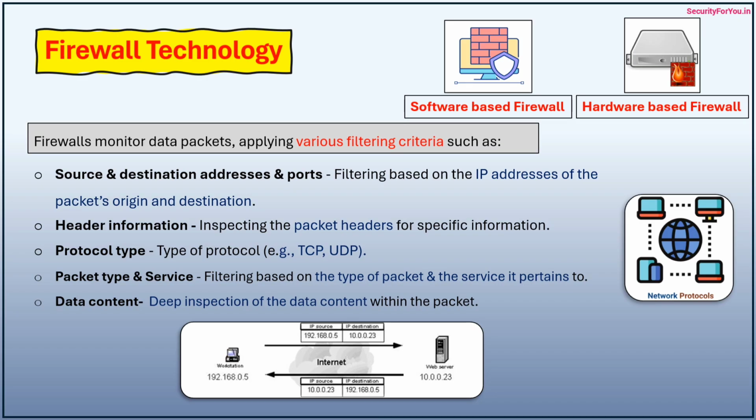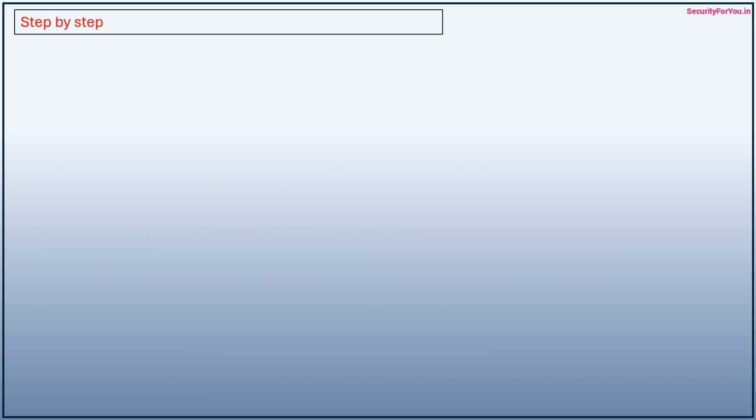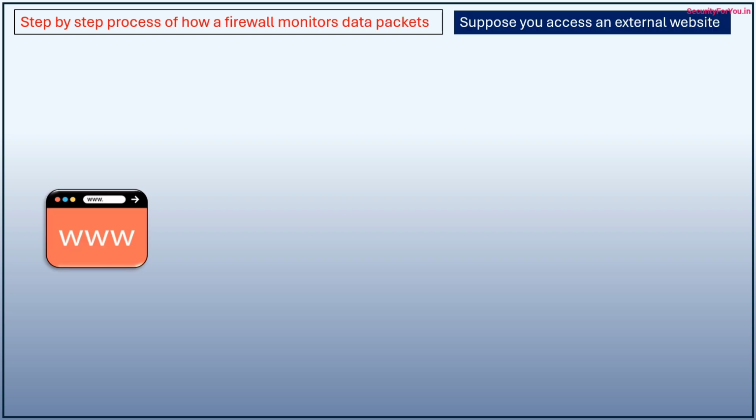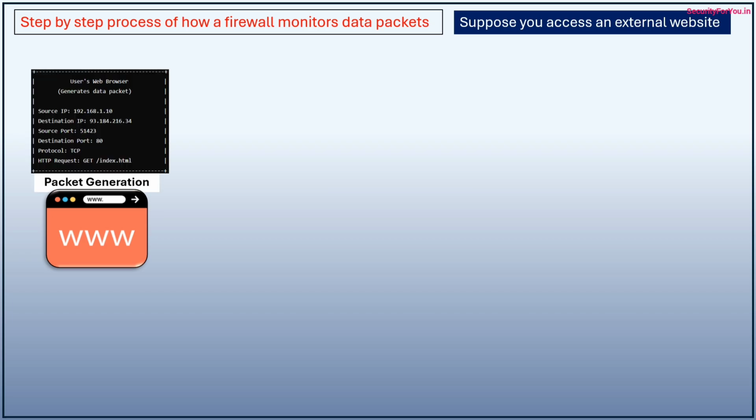Now let us take an example and understand how a firewall works and how it monitors data packets which are entering and leaving your network. Suppose you access an external website from your workstation. The first step is packet generation. Your web browser generates a data packet to request access to the website. This packet includes information such as the source IP address, which is your workstation, the destination IP address, which is the website server, the source port, and the destination port. So the destination port will be 80, which is used for HTTP, right?